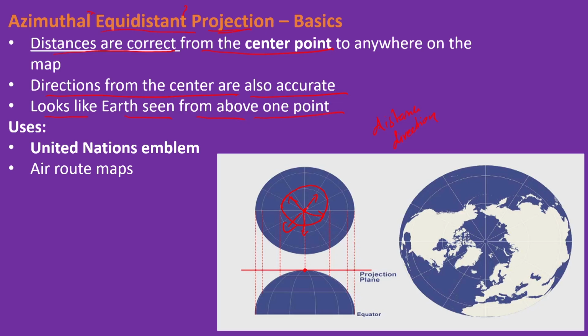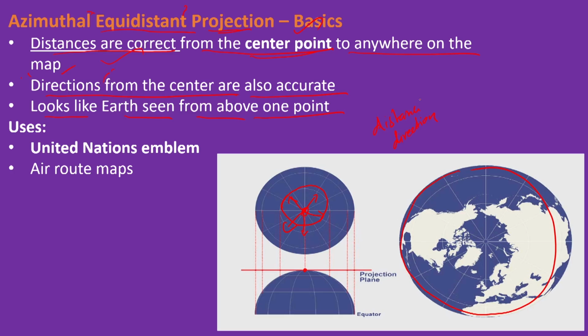If you look at the earth from an above point, how it appears, that kind of appealing look it gives. Okay. Let me repeat again, the distances are correct from the center point to anywhere on the map, it retains the distance so precisely. The second one is the direction from the center point, also accurate.